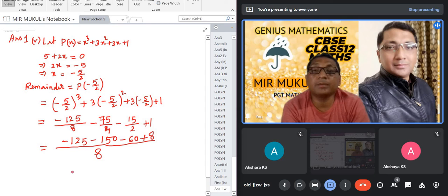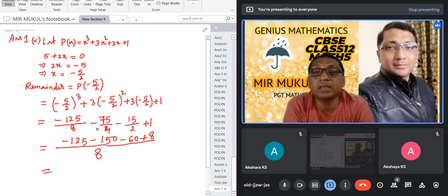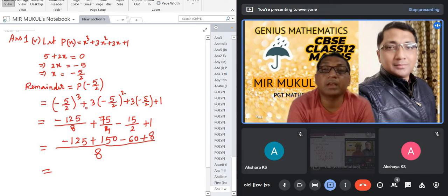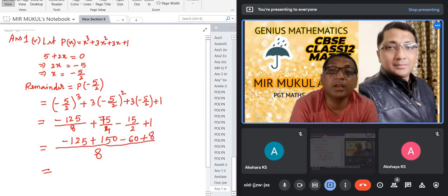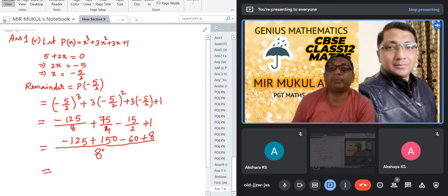Now all three terms are, no, sorry, here minus is square, so it will be plus. And it should be plus. You have not observed, minus square will be plus. So here plus 75 by 4. So here we are getting plus 150.